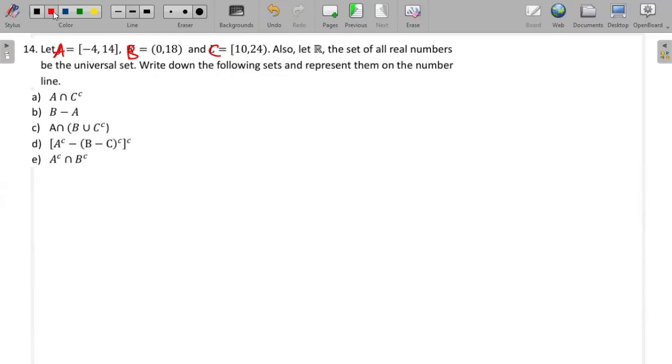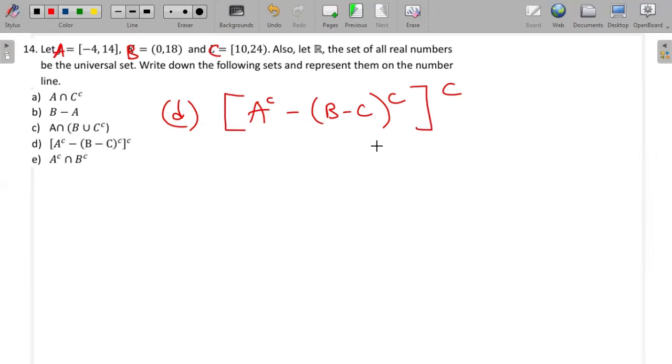For D, we first have to simplify this thing before we can sketch it. We have (A complement minus (B minus C complement)) and then complement. Let's distribute this complement here. Before that, we have to remove this minus sign inside there. Remember, A minus B is the same as A intersection B complement. Inside the brackets there, take a look at what I'm going to do.